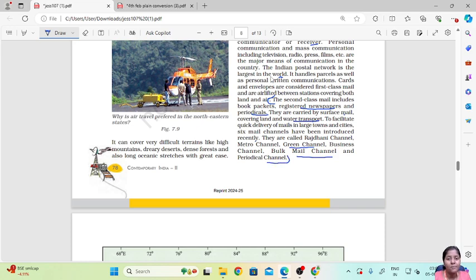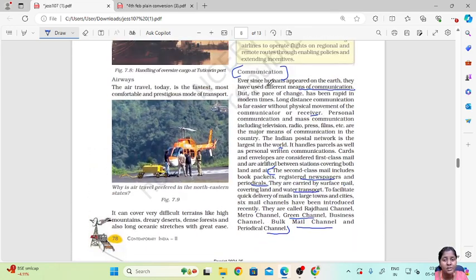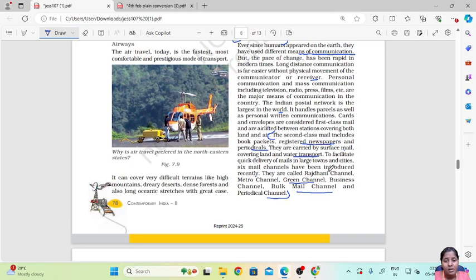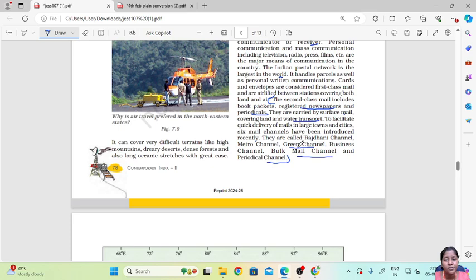These are very important parts with regards to communication, like the different means of communication: television, radio, press, films. And 6 channels have been introduced recently. So these are the different channels.